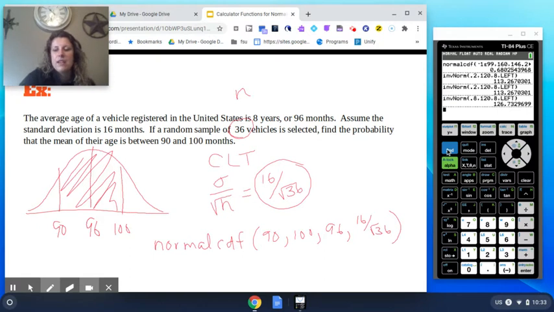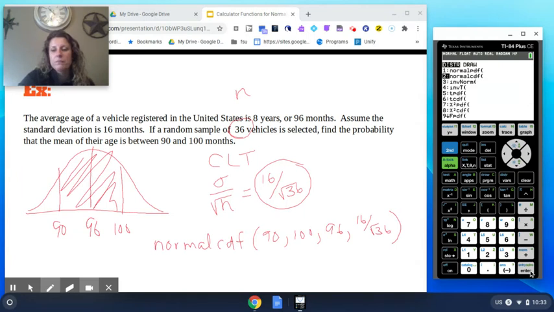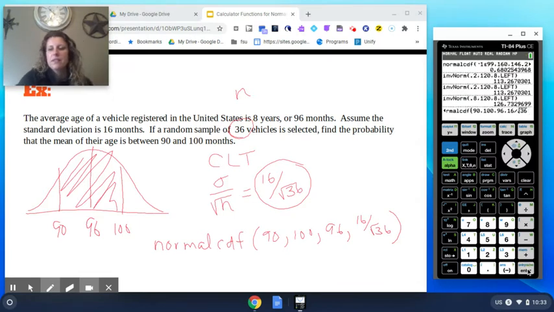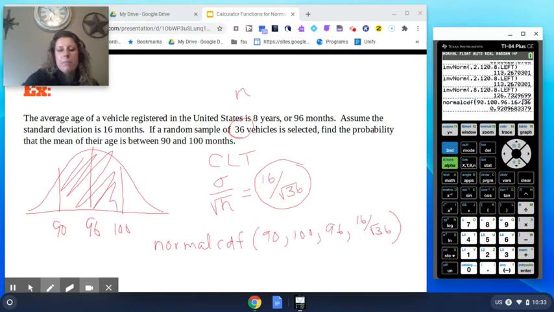Okay, to enter that into the calculator, we're going to second vars and select normal CDF. The shading starts at 90. It ends at 100. We said it has a mean of 96 and a standard deviation of 16 divided by the square root of 36. And paste. Okay, that probability is 92.1%.